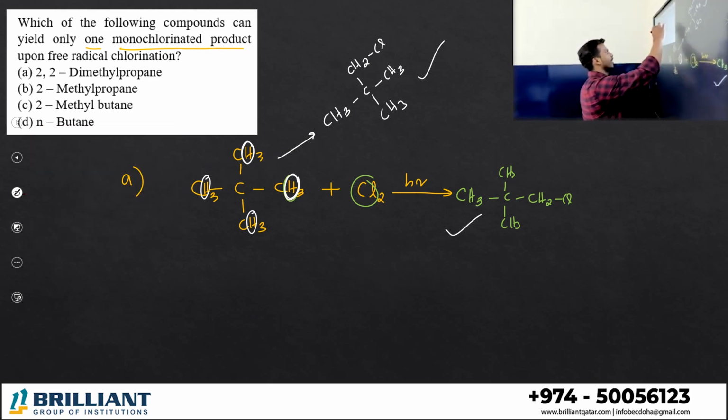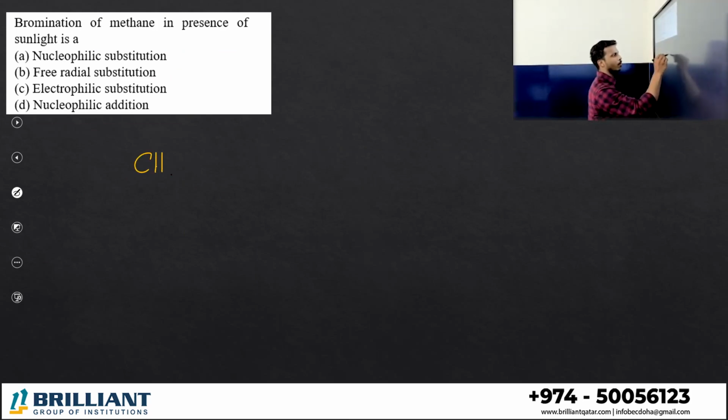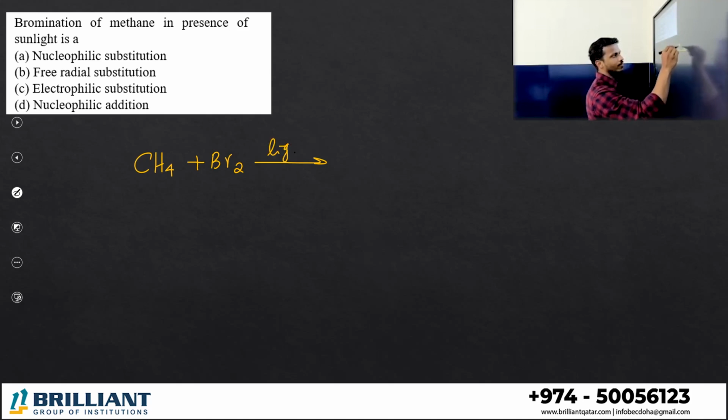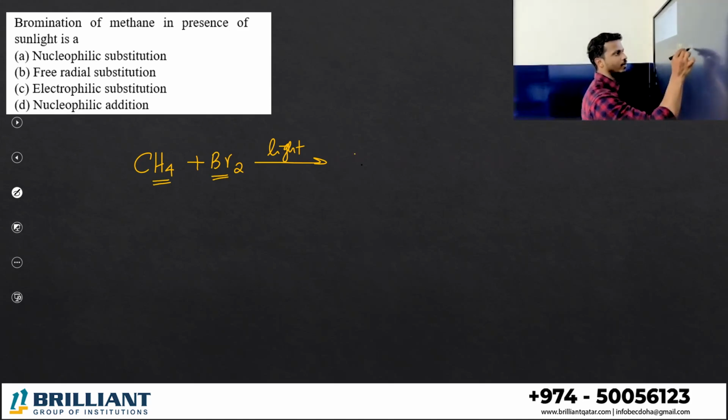Option A. Okay. B. A is the correct answer. Next one. Bromination of methane in presence of sunlight is. What is methane? CH4. Bromination, Br2 in presence of light. Addition of halogen in presence of light is follow. What is happening? Take one hydrogen, substitute one bromine. You will get CH3Br with the HBr.